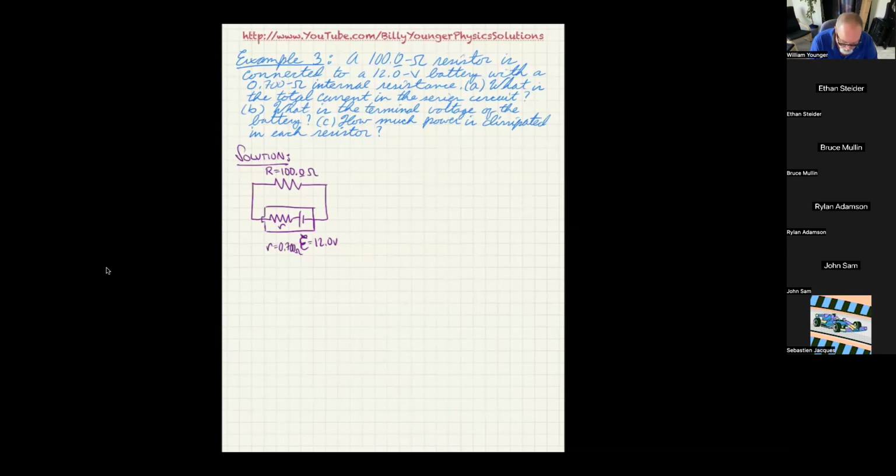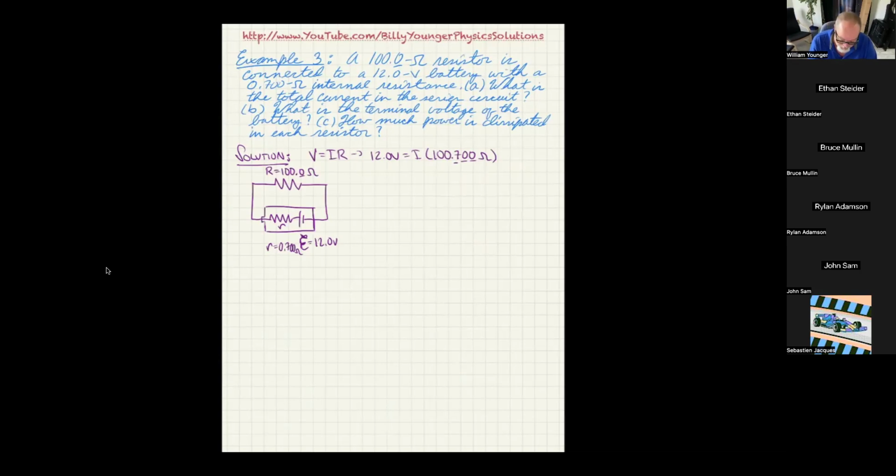So we can use Ohm's law, which says V equals I times R, to say 12.0 volts is equal to I times 100.700 ohms. Now, obviously, you see that 0.7 is not that big a deal. And in fact, the 0.7 is not even really supposed to be a sig fig because the 0.0 was not a sig fig on the 100 ohms.